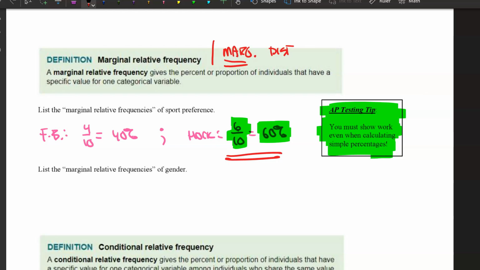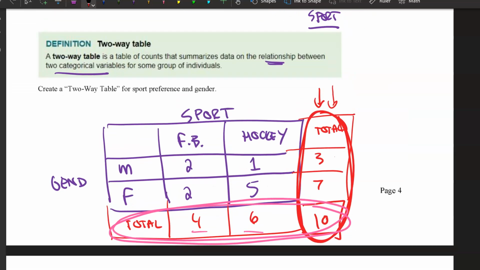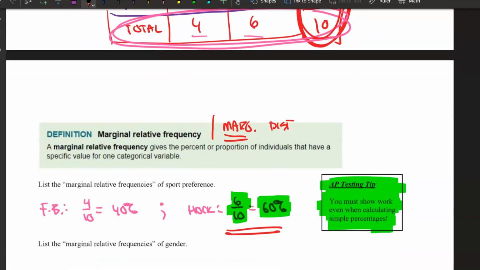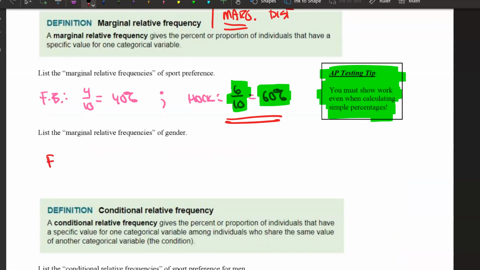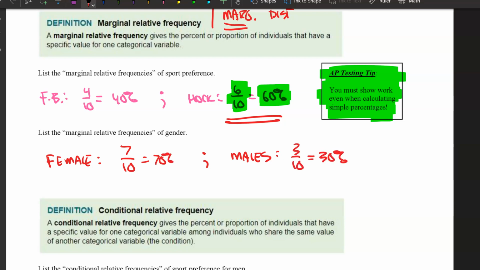Marginal frequencies of gender, that's just this one right here. So 3 girls, so female, 3 out of 10 for 30%. And for male, those guys, 7 out of 10 for 70%, and there were only 3 girls for 30%. Okay.